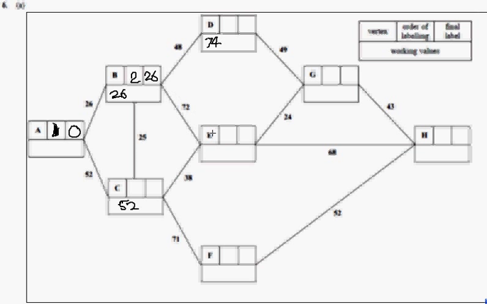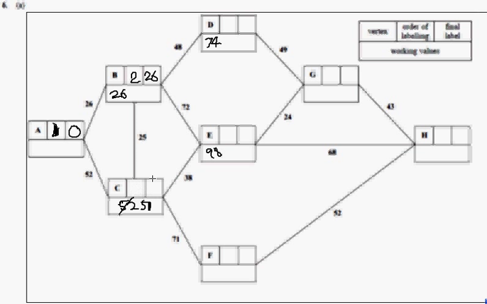Where else could we get? We could get to E. So 26 plus 72, that would take 98 to get to E. Where else could we go? Importantly, we look at what hasn't already been finalized. There's no point changing anything if it's already been finalized. It won't be an improvement, and there won't be any reason to do it. So we could get to C, that's not been finalized yet, and that would take 26 plus 25, which is 51. Is that an improvement on what we already had? Yes, we had 52. Now we've got 51. That's better, so we can fill that in here.